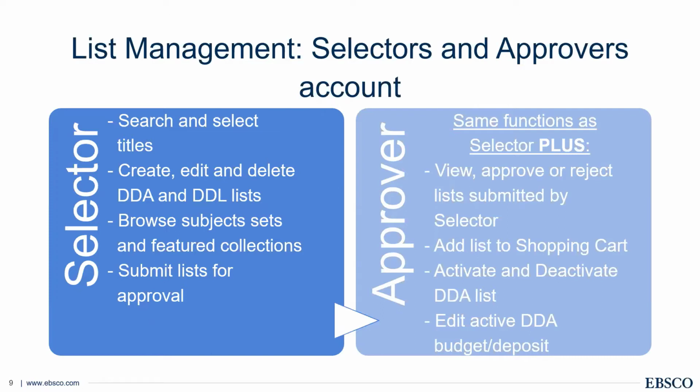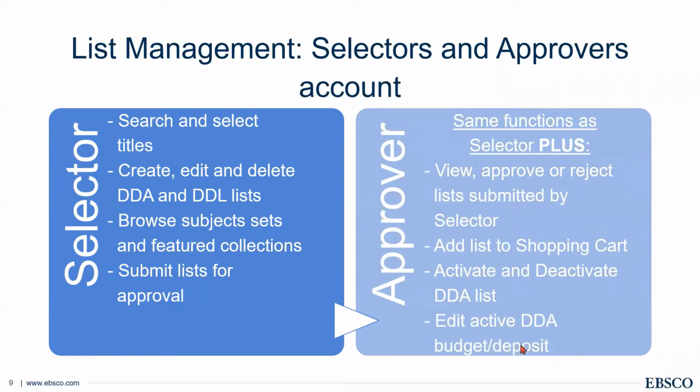Of course, not the whole academic staff, but those few people who might be interested in selection. And you as a librarian can have this approver account as the main one, because the approver can view and approve or reject the lists. This person has the shopping cart, so this person can finish the order, and he can also activate the DDA list.